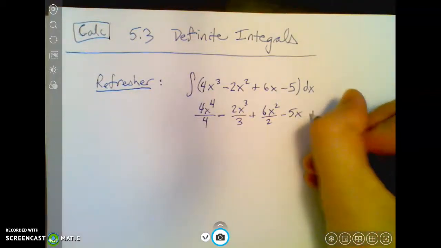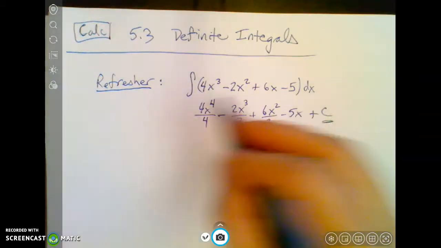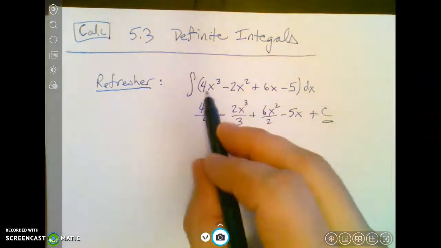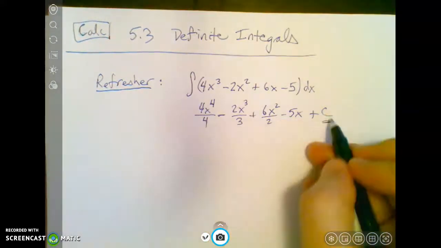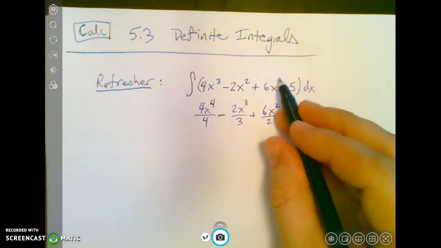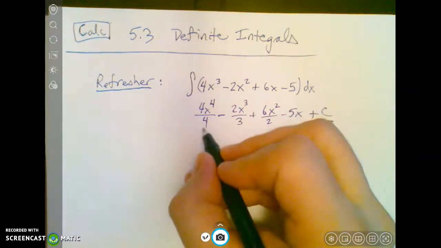And here's the indefinite part. A plus c, because you don't know, if you took the derivative of this, you would land back at here, and it doesn't matter what number's at the back. If that was a 9, it would go away when you took its derivative. If it was a 25, it would go away when you took its derivative.